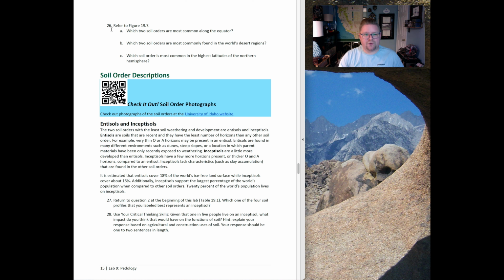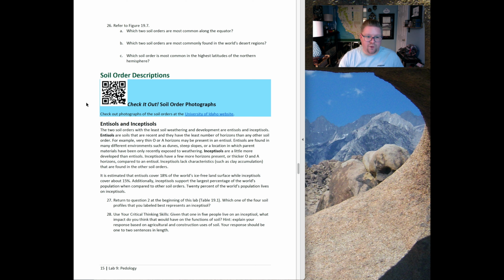So question 26 says to refer to that figure 19.7: which two soil orders seem to be the most common along the equator, which two are most common near the world's deserts, and lastly, what soil order is most common at the highest latitudes of the northern hemisphere. Now let's start breaking into those descriptors.